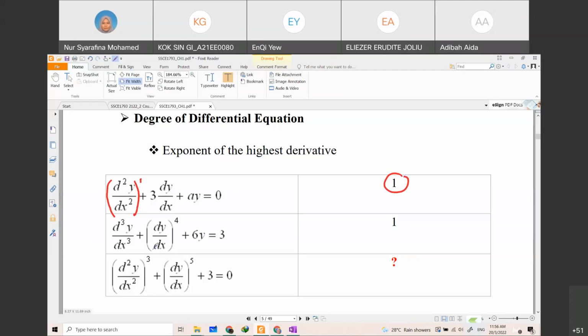Understand? Okay, let's try the second example. What is the highest derivative for this example? The highest derivative is d cubed y. Okay, it is not 3. We have d cubed y over dx cubed. This is the highest derivative, where the degree or the exponent here equals 1.